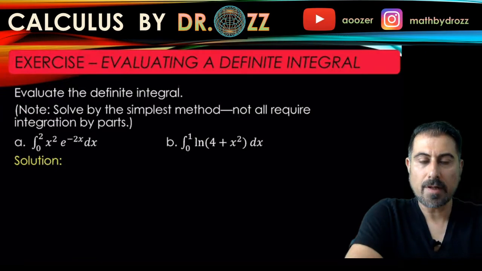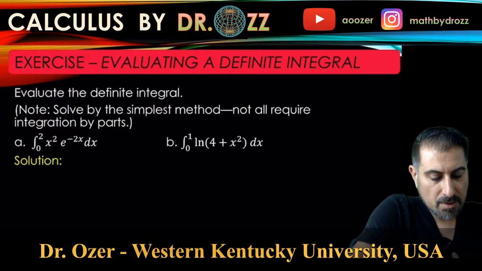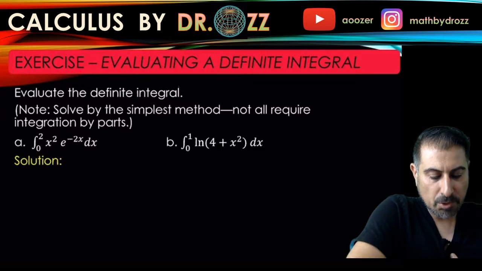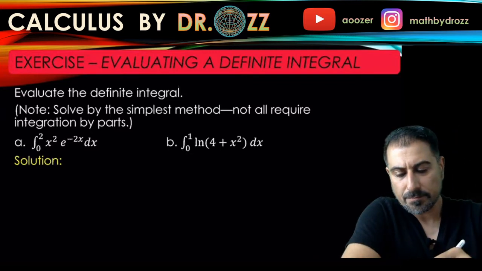All right, so let's think about what we can do for part B. We have the integral of ln(4 plus x squared) dx, and we don't have a direct formula to integrate ln type functions. So I think this is another good application of integrating by parts.